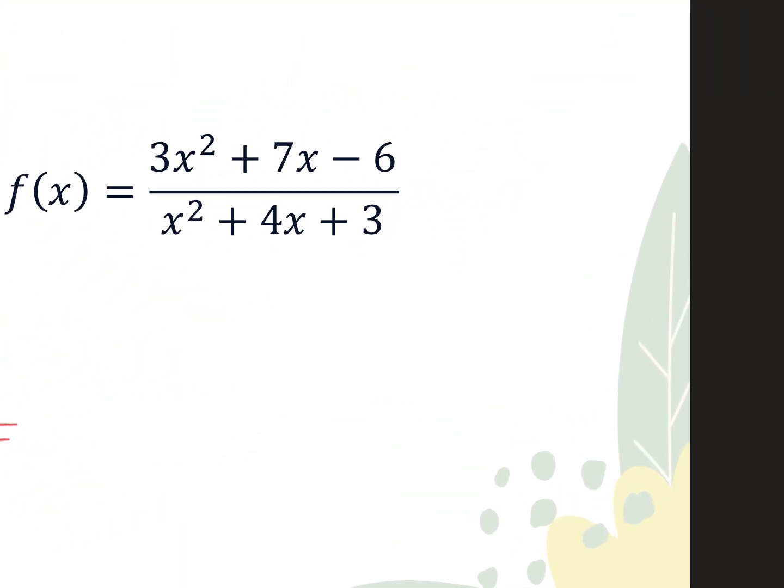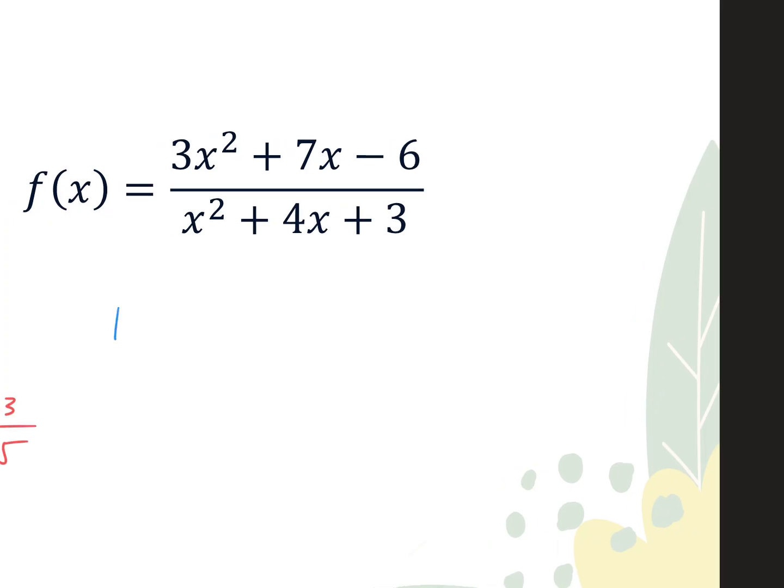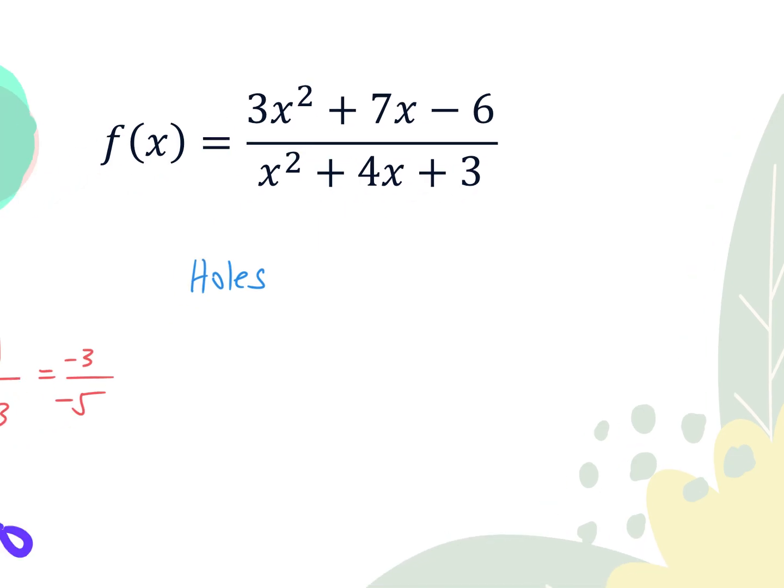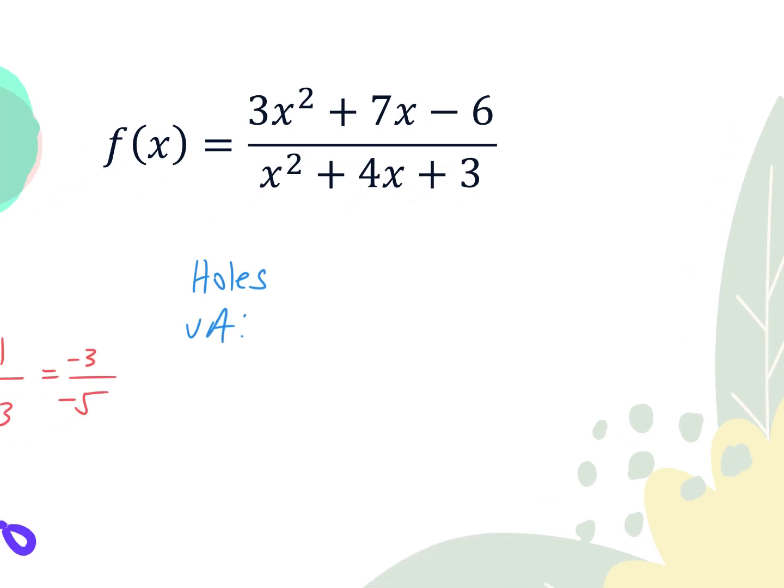Again, what should we try to do first? Okay, let's try to factor. Because the first thing we want to identify is a hole if there is any. Because we don't want to mistake that for a vertical asymptote. Then you have vertical asymptote, horizontal asymptote, and slant asymptote.